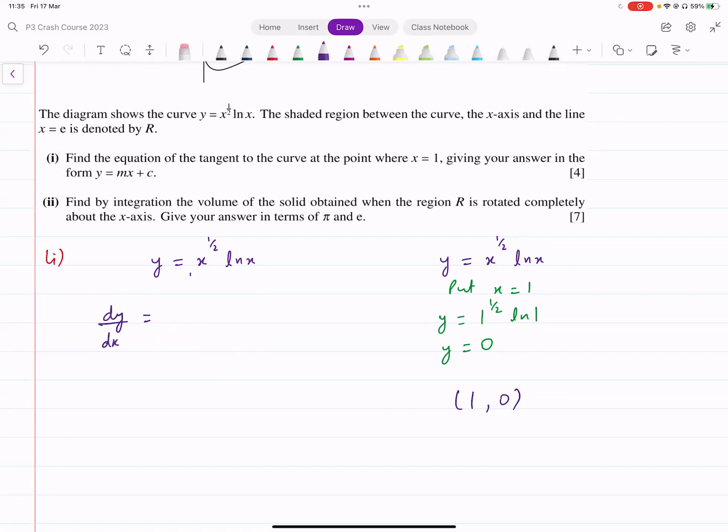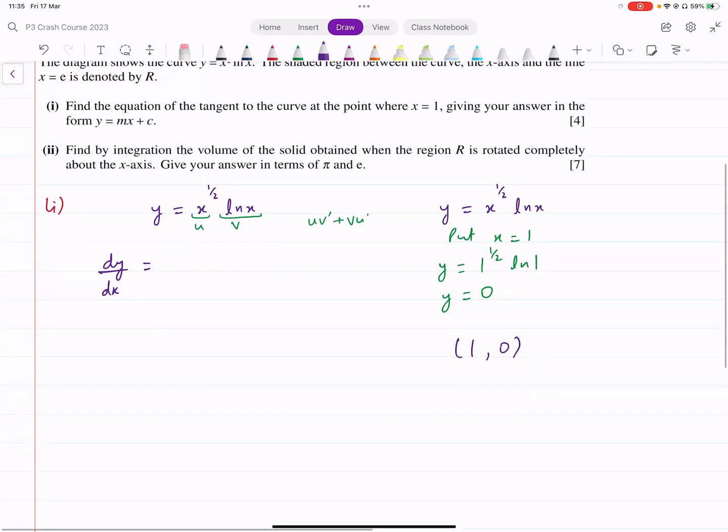It's a product. It's x raised to the power 1/2 into ln of x. We have two things multiplying, so you'll have to use the product rule here. uv is what the original function is. The derivative would be uv' plus vu'. Now let's just apply that rule. u as it is, so that's x raised to the power 1/2, into the derivative of v. The derivative of ln x is just 1/x, plus v as it is, that means ln x, into the derivative of x to the power 1/2, which becomes 1/2 into x raised to the power minus 1/2.